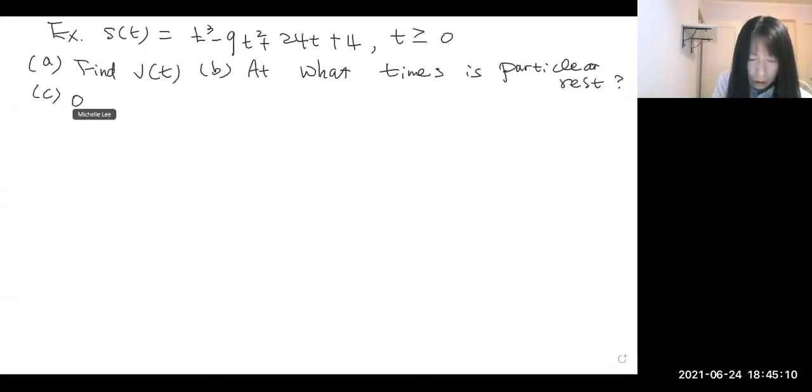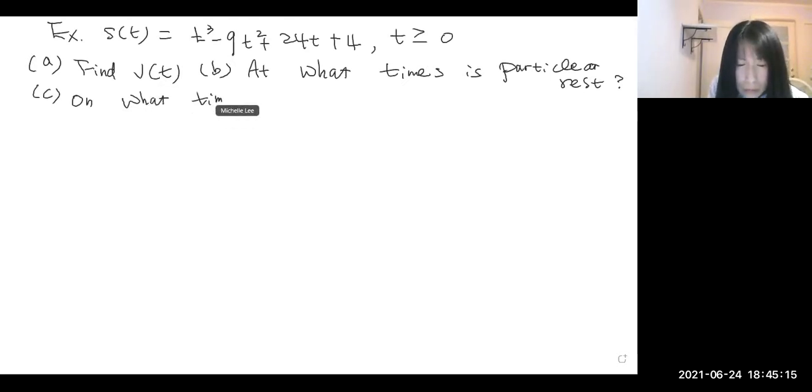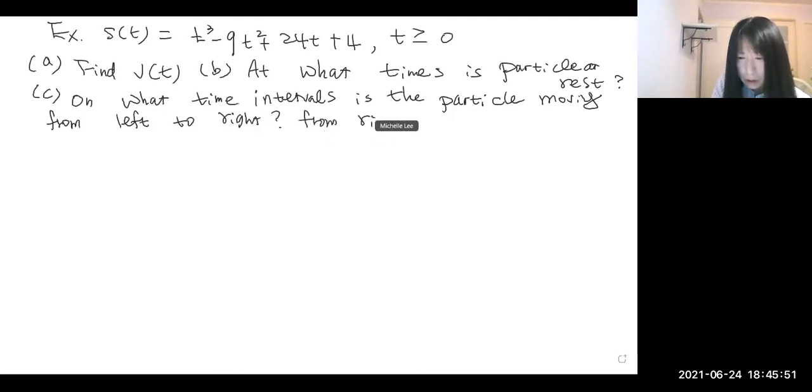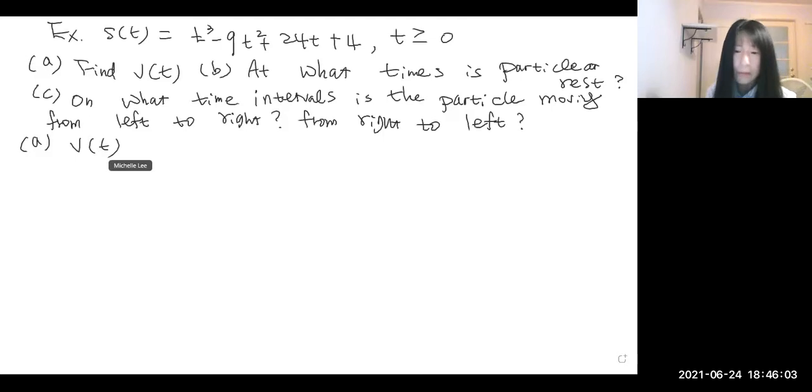And third one, on what time intervals is the particle moving from left to right? And number 4, right to left. Number 4, we're gonna just draw the path from the book, okay? So first one, what's the v of t velocity? That is s prime of t. What do you get?